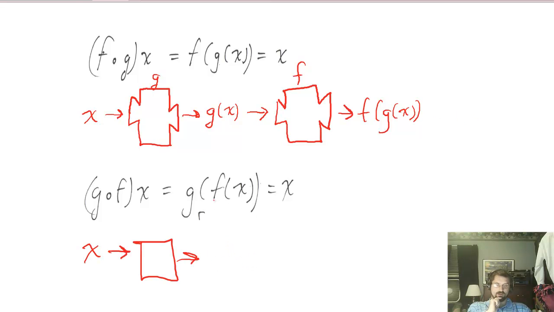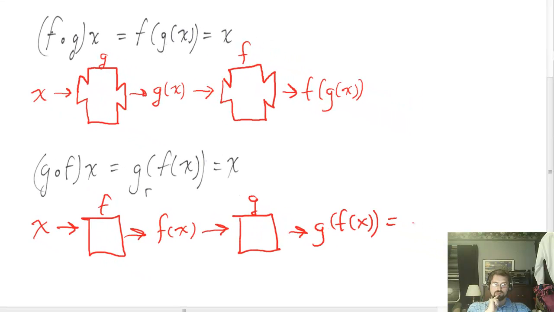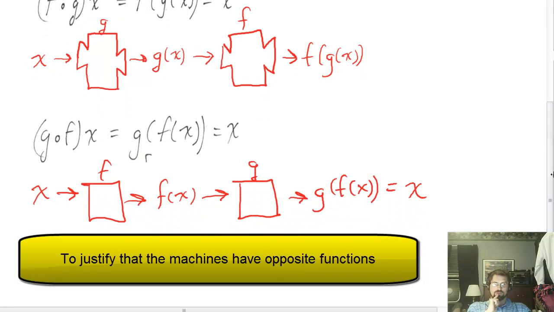X goes into f first. Here's f. Goes in, out comes f of x. Where's that going? It's going into another machine called g, and out comes g of f of x. And that composition better be x every time. So the question is, how do we prove it?